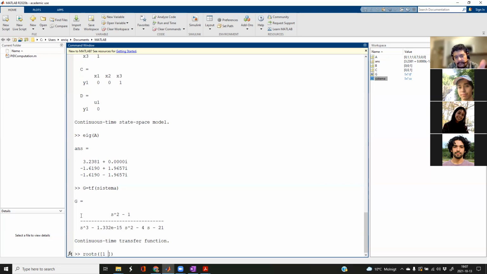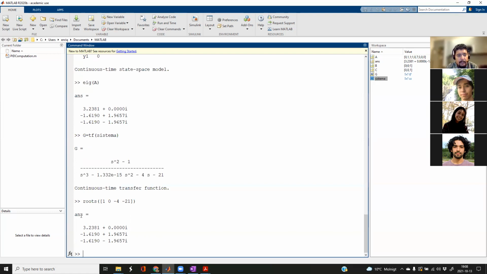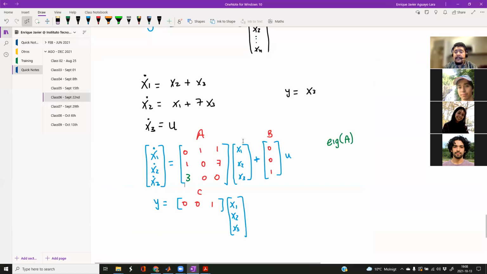1.33 up to -15 is 0. It's a numerical error in MATLAB. -4 and -21. So if we compute this, you see we get the exact same poles from the eigenvalues of matrix A as the roots of the characteristic polynomial, as expected, of course. Okay. So this is how we can make the union of both worlds, the transfer function and the state space.